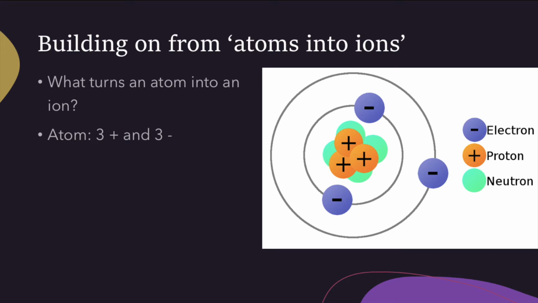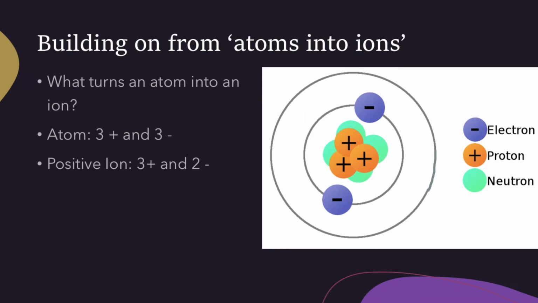An ion forms when this atom loses or gains an electron. And here are some examples. Here we have a positive ion. This ion has become positively charged because one of its electrons has been lost. This means that there are more positive protons in the nucleus than negative electrons in the outer shells. This creates an overall positive charge.